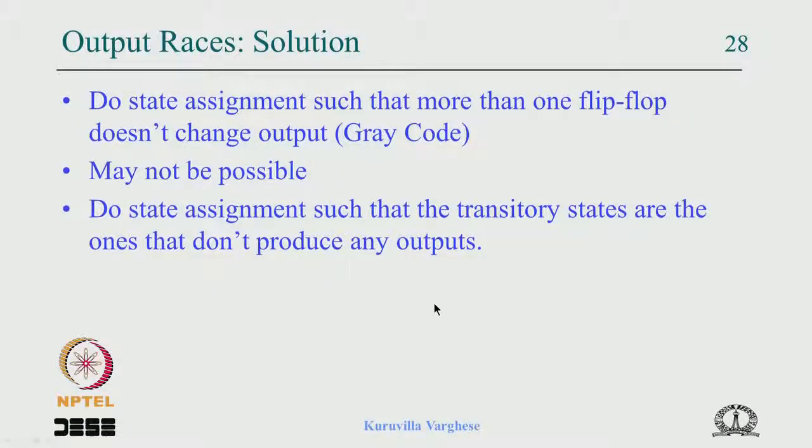It may not be possible, and then what we do is, maybe we can say another issue in the original diagram is that it is producing output. Maybe there are some transitory states which don't change the output. Then do the state assignment in such a way. But if a state doesn't produce any different output, what is the use of such a state? So though some solutions sound very nice, they may not make much sense.